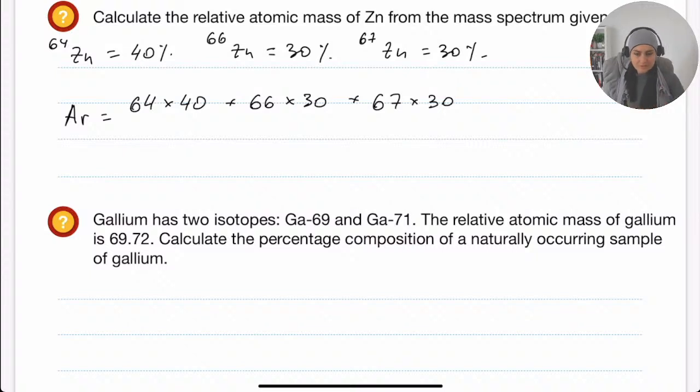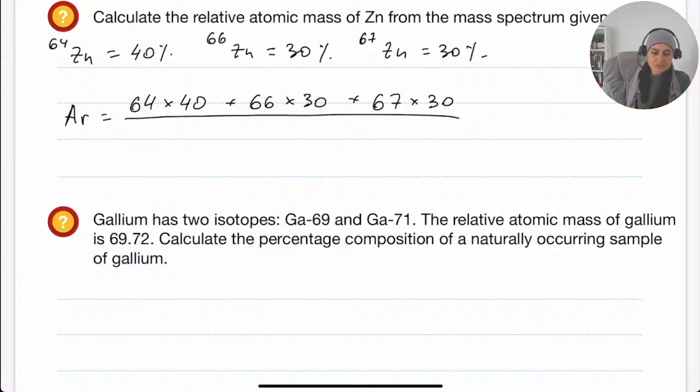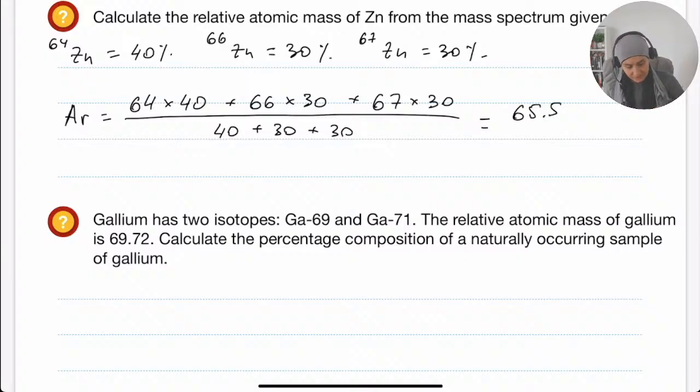So okay, so I added them all up. Yeah, so 64 times 40, 66 times 30, 67 times 30, and then divided by the sum of the abundances. Again, do not assume that's 100. Could be 100. Well, in this case, it is 100, but always divide by the sum, whatever that sum is. Pretty straightforward. Okay. 64 times 40 plus 66 times 30, 67 times 30 over 100. So that's 65.5 or 50. They would tell you to how many decimal places to quote it.